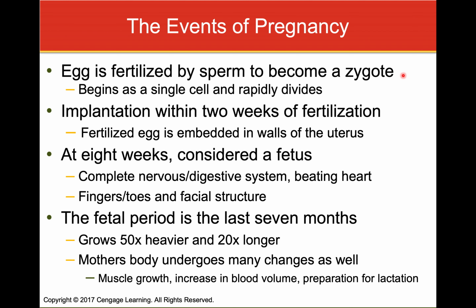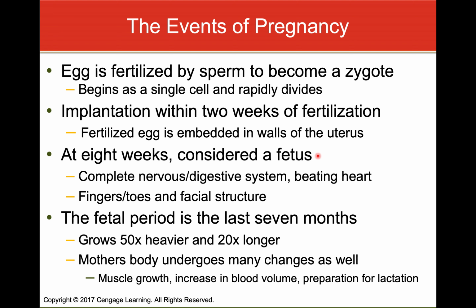In terms of the events of pregnancy, in this course we do not go over the birds and the bees and where babies come from, but we do talk about just the basic events that lead to the development of a fetus and then an infant. So it starts with an egg that is fertilized by the sperm to become a zygote. This begins as a single cell and then rapidly divides. Once it rapidly divides, eventually it's going to implant into the walls of the uterus. So within 2 weeks, the fertilized egg is embedded in the walls of the uterus.